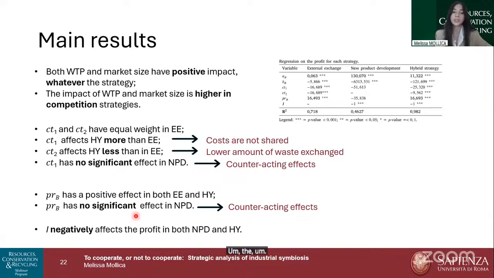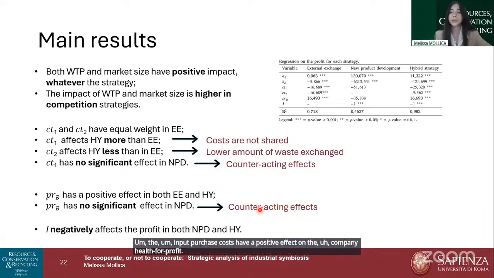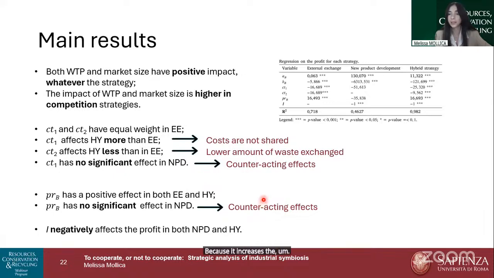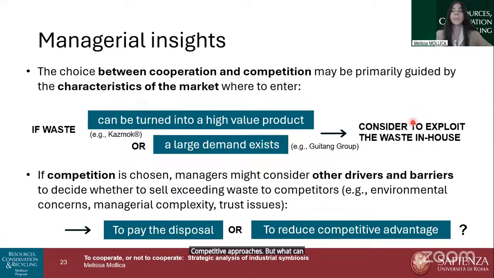The input purchase costs have a positive effect on the company Alpha profit because it increases the competitive advantage of company Alpha over company Beta, while of course the investment has a negative impact on the competitive approaches. But what can managers understand from these results actually? Well, that cooperation is not always the best choice in case of industrial symbiosis.